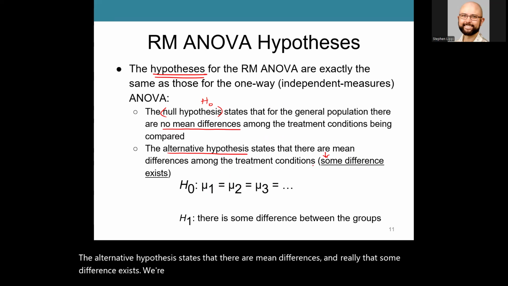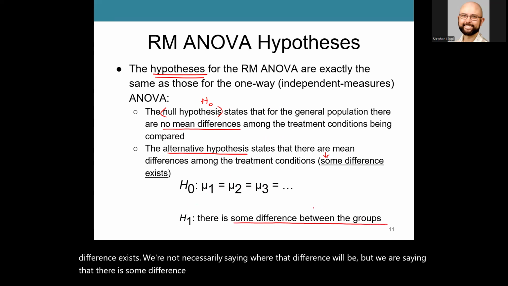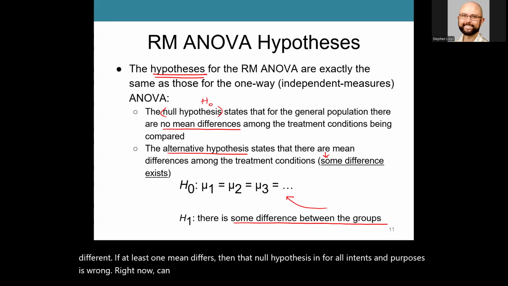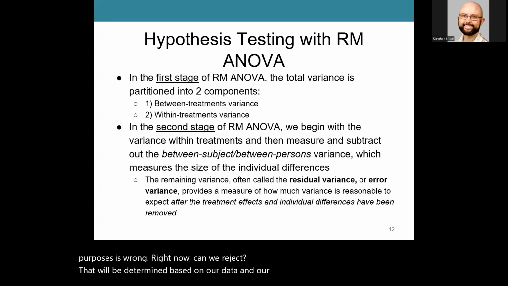We're not necessarily saying where that difference will be, but we are saying that there is some difference between the groups, or there is at least one mean that is different. If at least one mean differs, then that null hypothesis, for all intents and purposes, is wrong, right? Now, can we reject? That will be determined based on our data and our statistics.